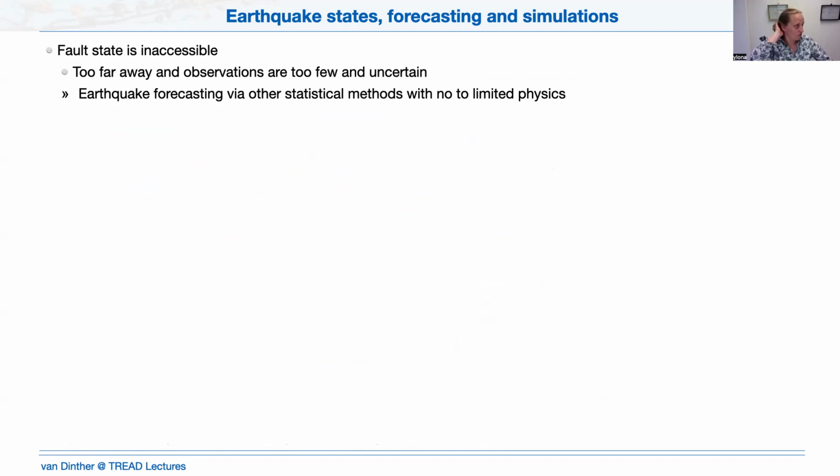So as I said, the fault is inaccessible. It's too far and observations are very few. So up to now with other earthquake forecasting, we really rely on many of the other statistical methods that have no or limited physics in there. So you have seen many other presentations of that, and you will see more in a workshop that is coming up very soon.